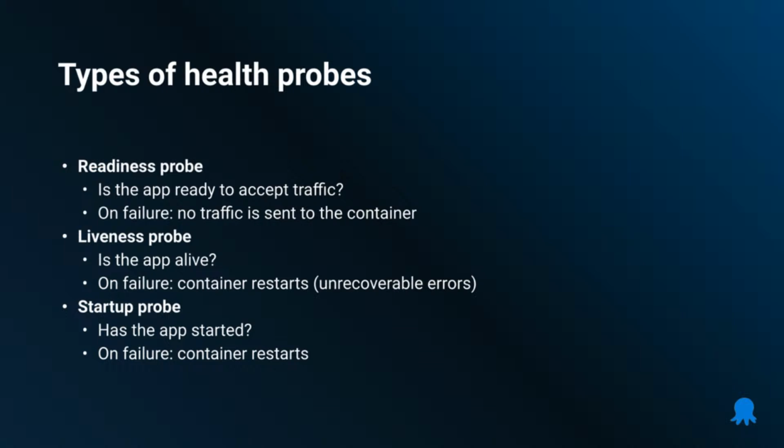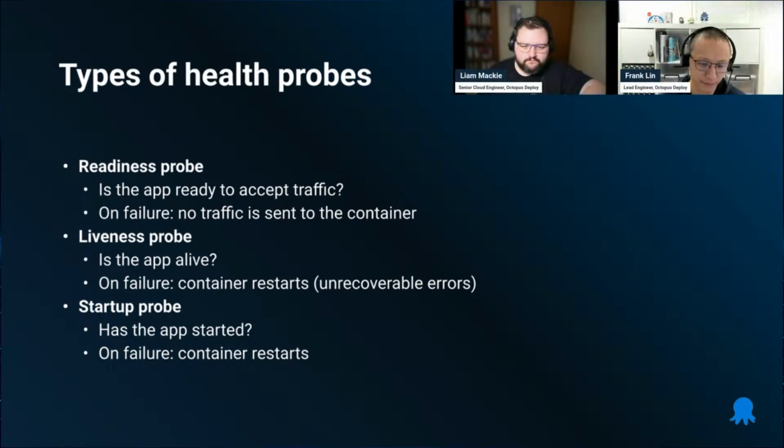So let's talk about the first one, the readiness probe. And this tells you whether the app is ready to accept traffic. And when this probe fails, Kubernetes stops sending traffic to your container. Simple. You want this probe to fail fairly quickly so that inbound traffic is not sent to unhealthy instances of your app. Because every request that's sent to an unhealthy instance probably means that you'll get an error back on the client side.